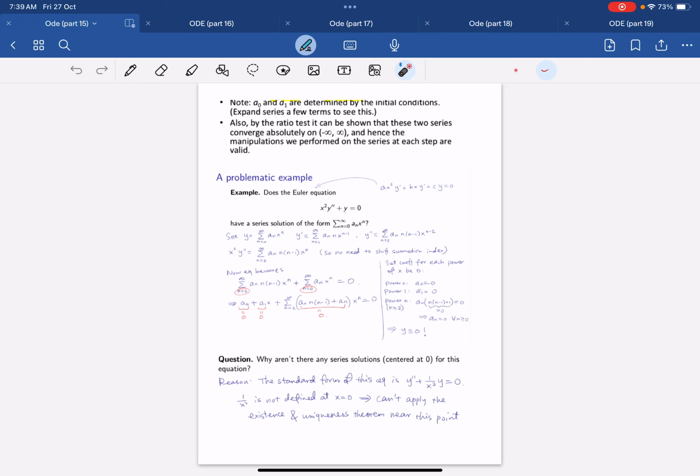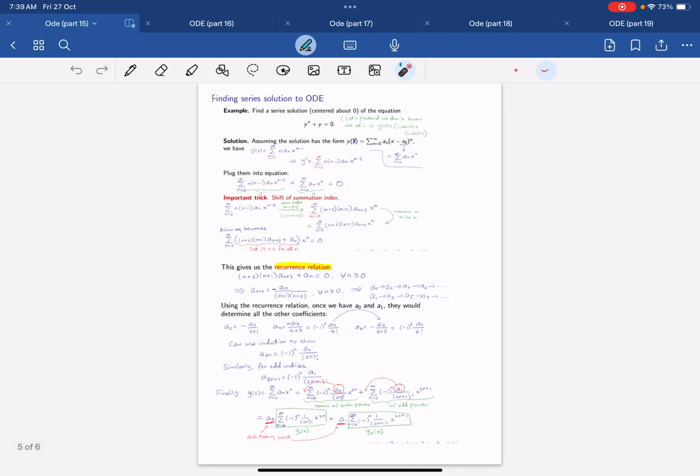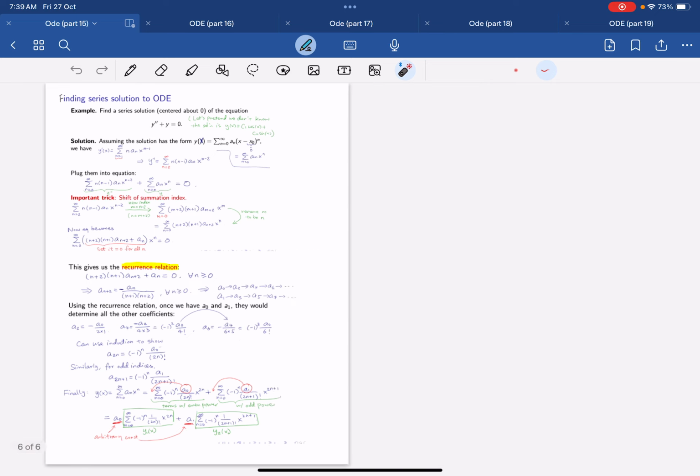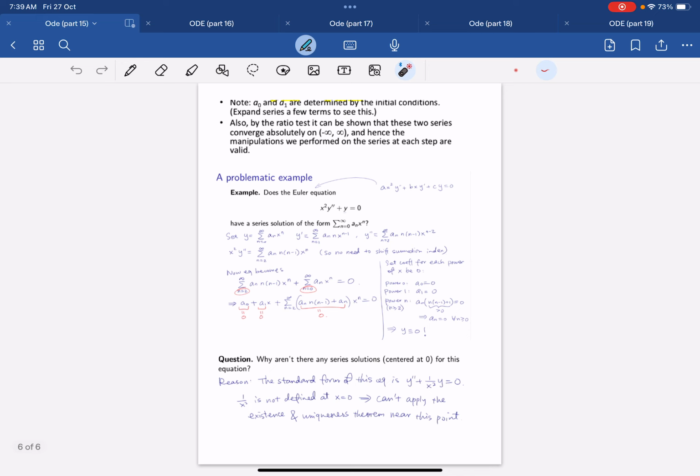Hence, this is how we apply the power series to find solutions for ODEs. In the next video, I'll dive deeper into this theory and when a series solution actually holds.